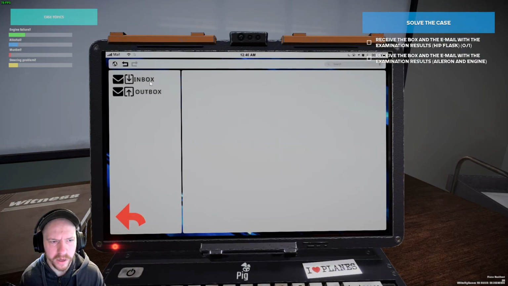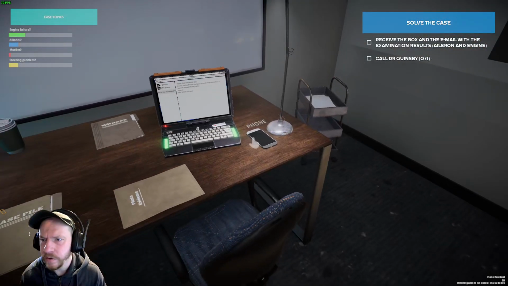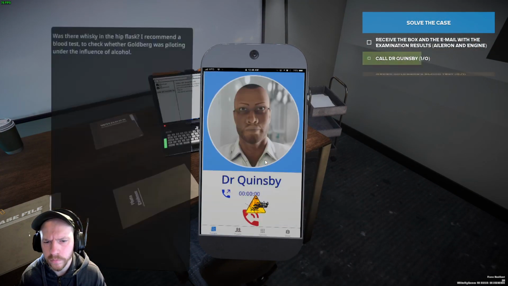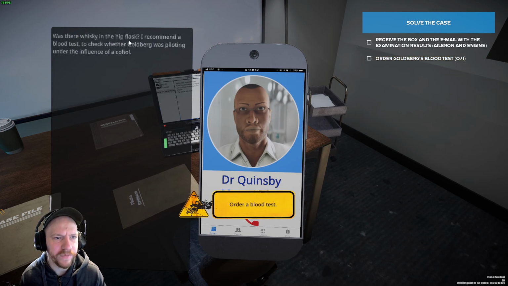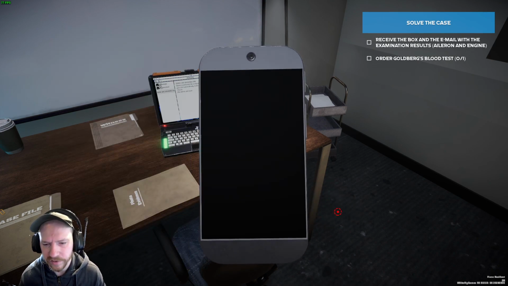Right, inbox from the chemical lab. Having conducted the analysis, we confirm there is a 15-year-old Scotch whiskey inside. Okay, call Dr. Quimby. There was whiskey in the hip flask. I recommend a blood test. Check whether Goldberg was piloting under the influence of alcohol. Order a blood test.